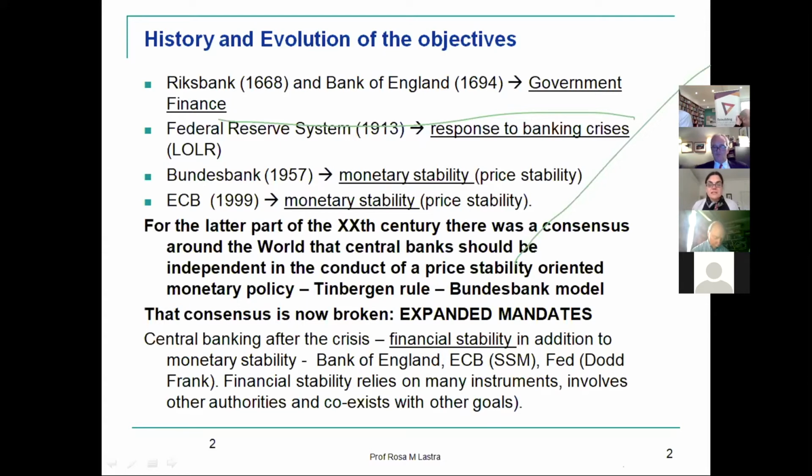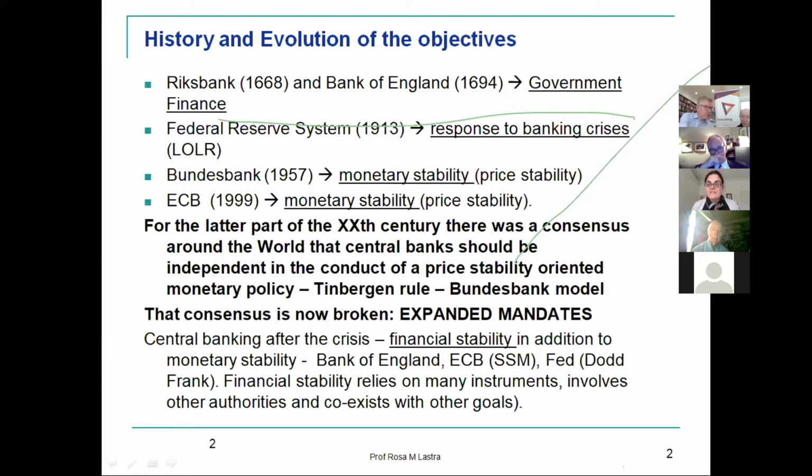But the consensus that we had for most of the second part of the 20th century of a price stability-oriented monetary policy, that central banks should be independent in the conduct of a price stability-oriented monetary policy, has now been broken, and central banks have expanded mandates. Post-GFC, financial stability has been added by legislation in the Bank of England, in the Fed. In the ECB, I think Marcus will be talking about it later, or Martin, we have a particular arrangement which we can discuss in the Q&A, with the establishment of the SSM and the governance structure, which is peculiar.